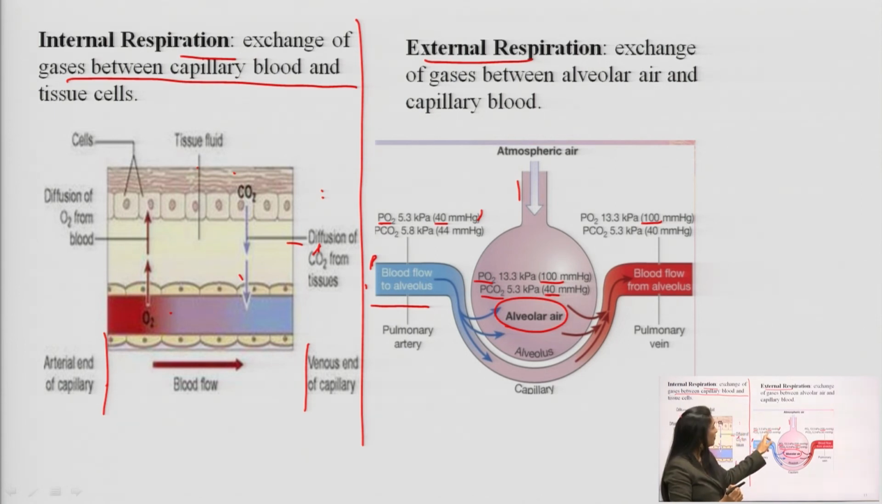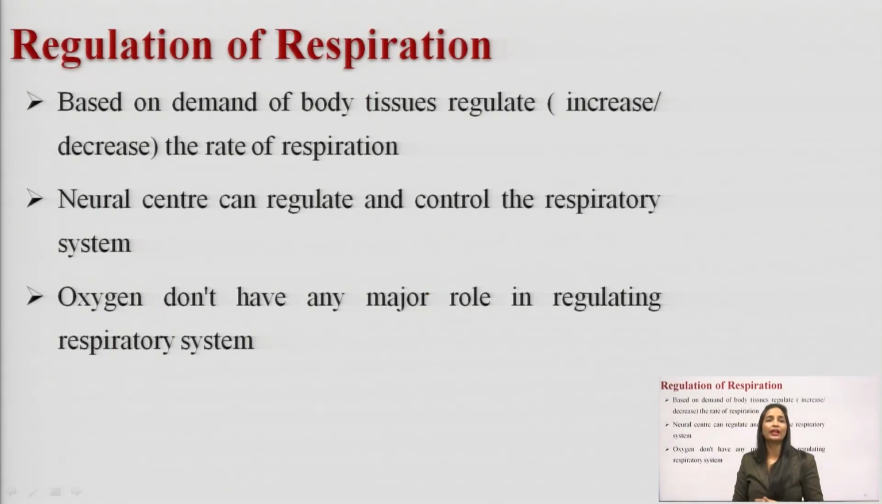Okay? Here the pressure has been increased. And what about the carbon dioxide? Here the pressure has been decreased. In external respiration, carbon dioxide pressure has been decreased and oxygen pressure has been increased from 40 to 100, and here 44 to 40. Okay, and next we will go to the regulation of respiration.